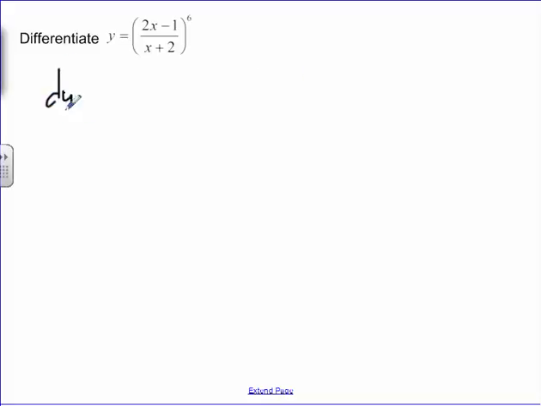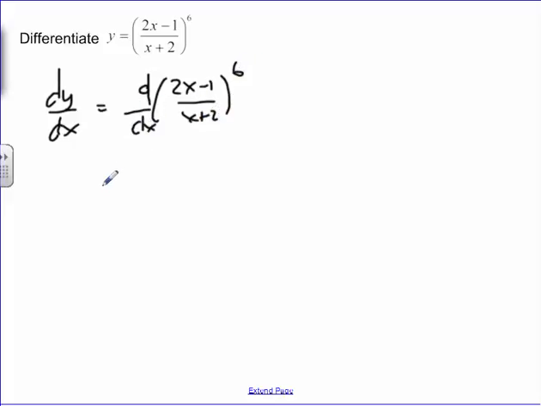So here's how this would look. I'm going to differentiate with respect to x. So that's going to be d of (2x minus 1 over x plus 2) to the power of 6 with respect to x. I can do that. X is my variable. So I'm going to go 6, (2x minus 1 over x plus 2) to the 5. Drop the exponent down in front. Keep the baby inside. Drop the exponent down 1.